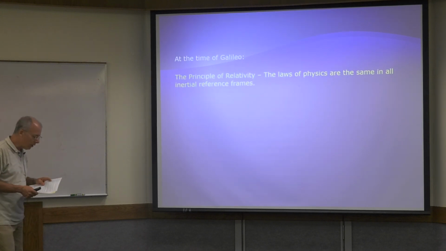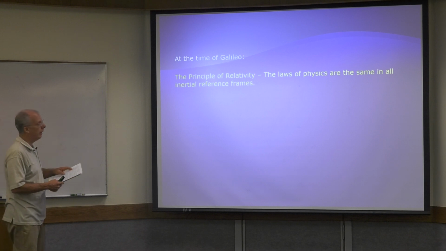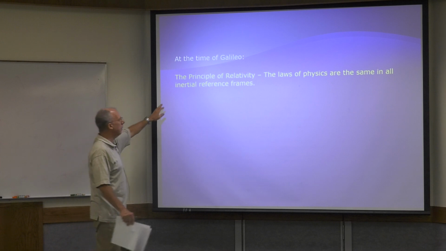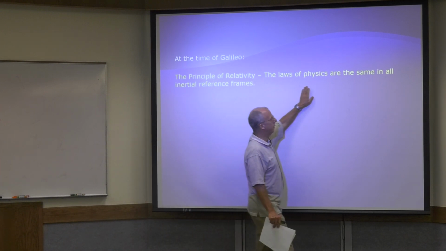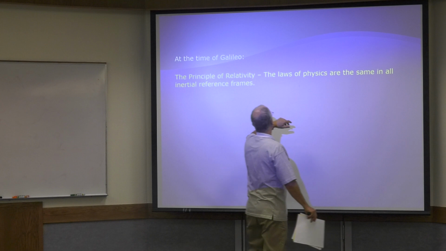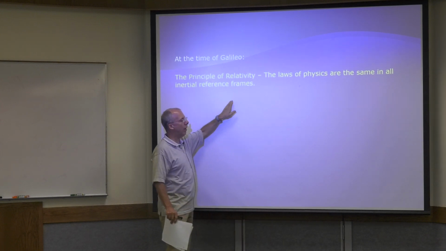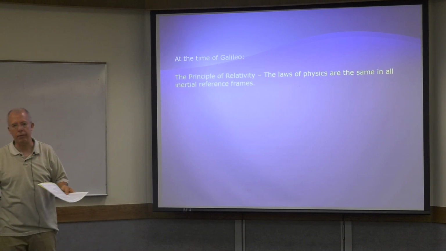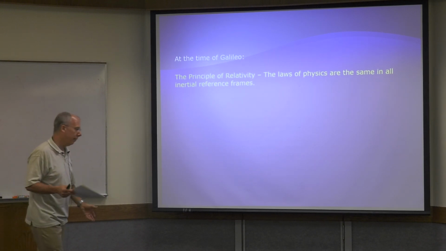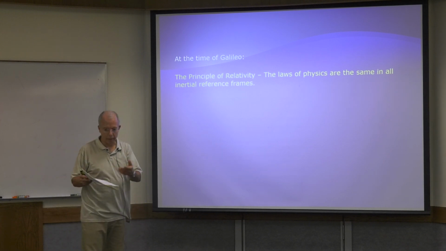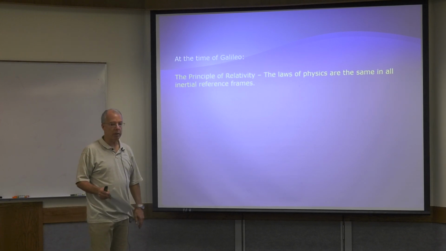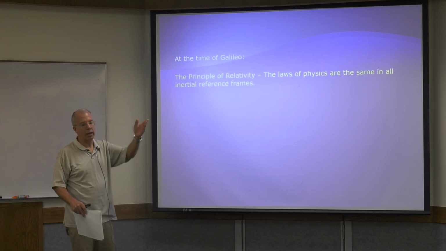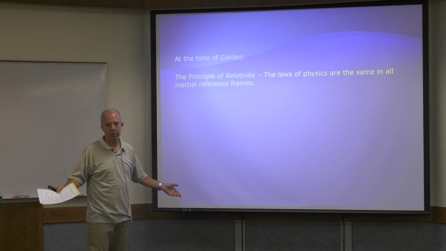So in Physics 121, we learned about something called the Principle of Relativity. They knew this at the time of Galileo and later Newton. The Principle of Relativity says the laws of physics are the same in all inertial reference frames. Well, no kidding. I mean, we still believe that. What does that basically say? It says if you did an experiment here in this room, and then you did the same experiment in a train, constant velocity, or in a jet, constant velocity, you get the same results.